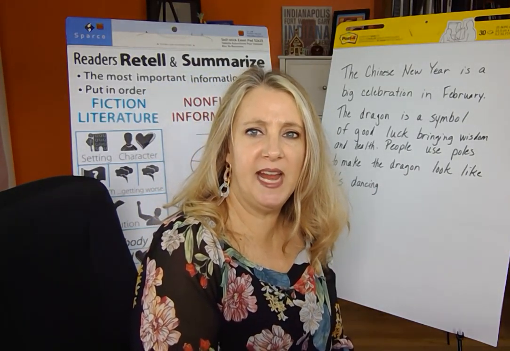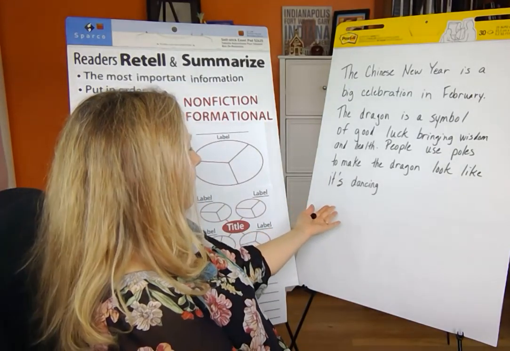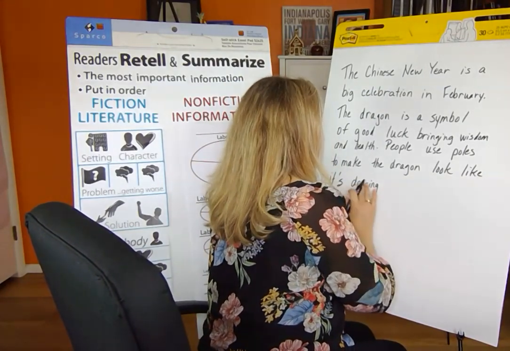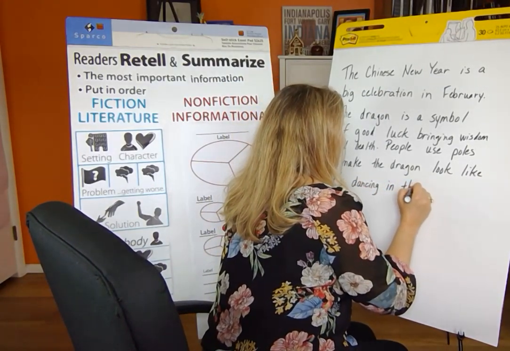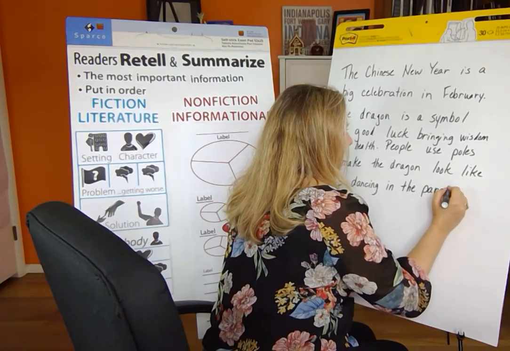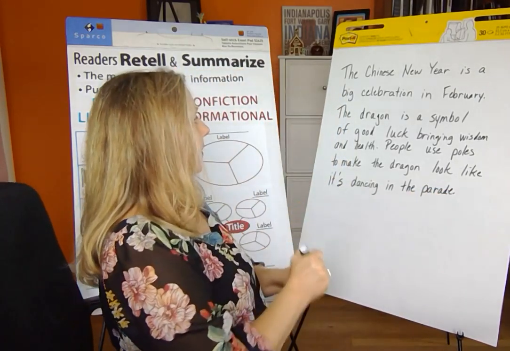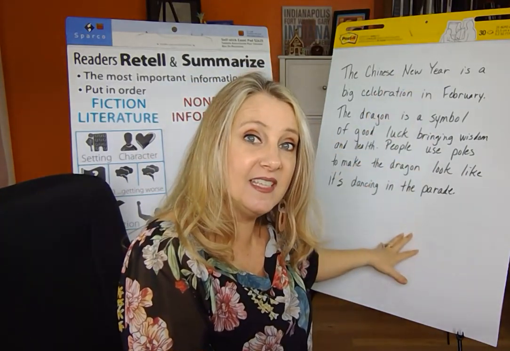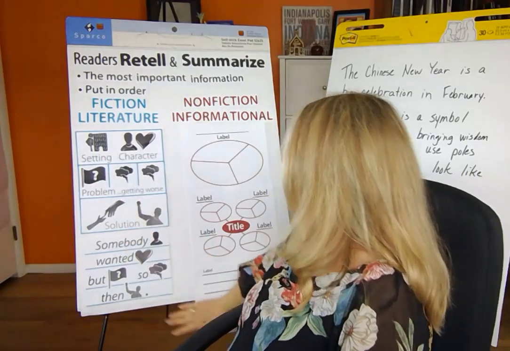Where does this dragon come up all the time? In a parade. Yeah. Should we put that down? Yeah, I don't think we mentioned the parade. I think that's important. I think you're right. Look like it's dancing in the parade. All right. People, we're doing it. We took a few details from each of those paragraphs and we turned them into a sentence. And then when we combine the sentences together, that's when we make our summary. Just like that.